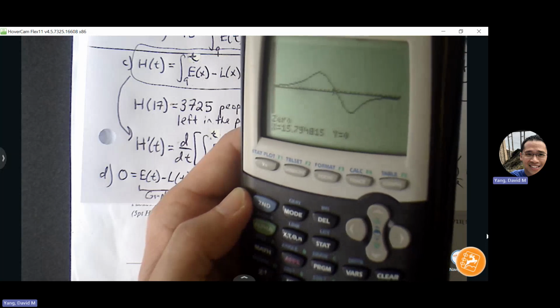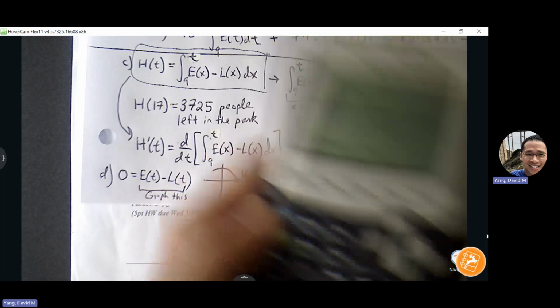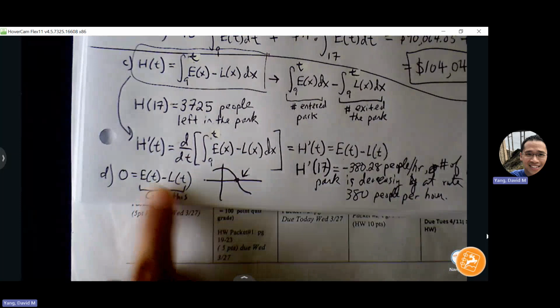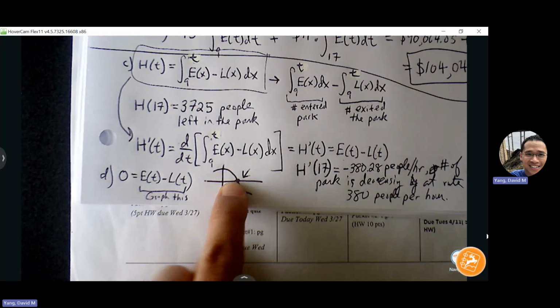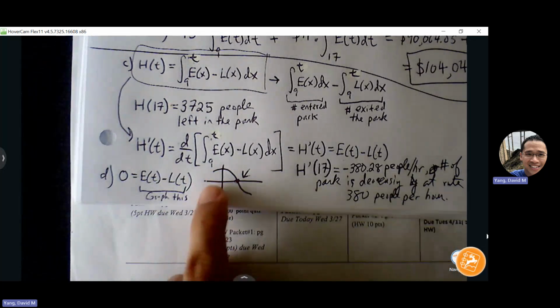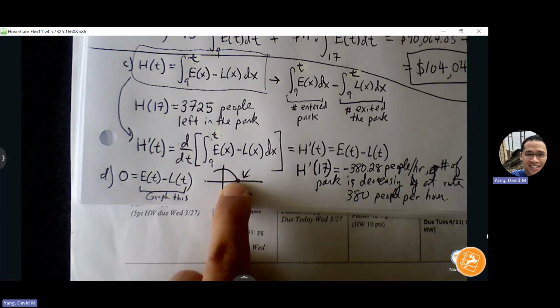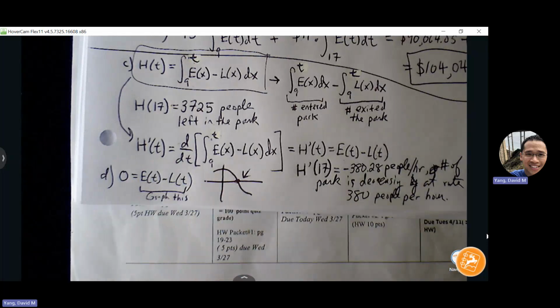No, this is E of t minus L of t. So whenever the graph is above the x-axis, that means the number of people in the park is still growing. Okay. And then once it goes below the x-axis, that means the number of people in the park is decreasing. So we want to know that exact x-intercept, which will be when that maximum is going to occur before it starts decreasing.